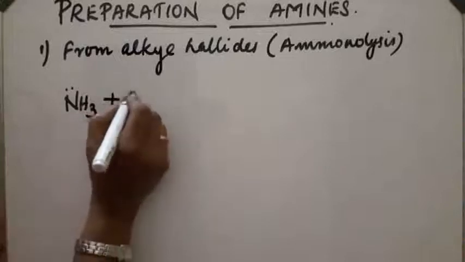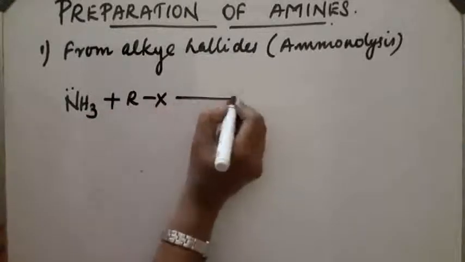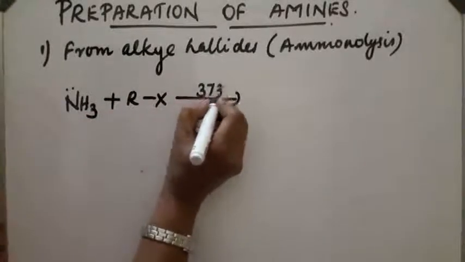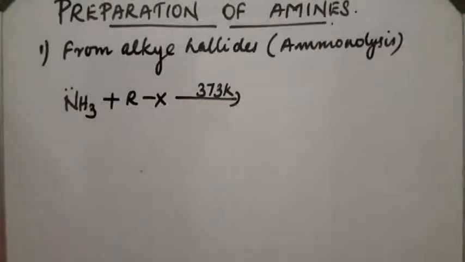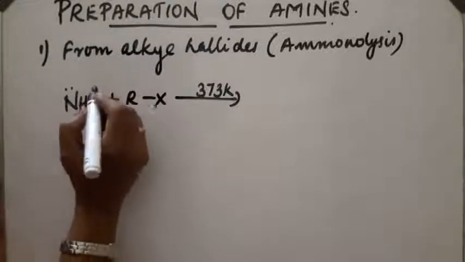373 Kelvin. A nucleophilic substitution reaction takes place, and the halogen atom in the alkyl halide is replaced by an NH2 group. This process is known as ammonolysis because here the splitting of ammonia is taking place. Let us see the reaction here.